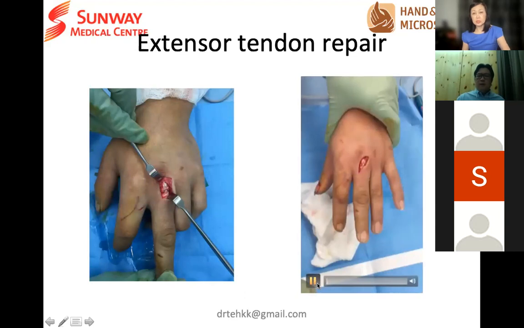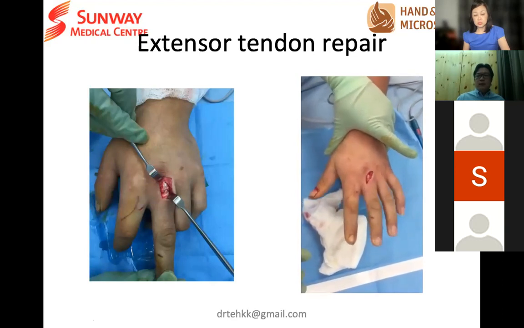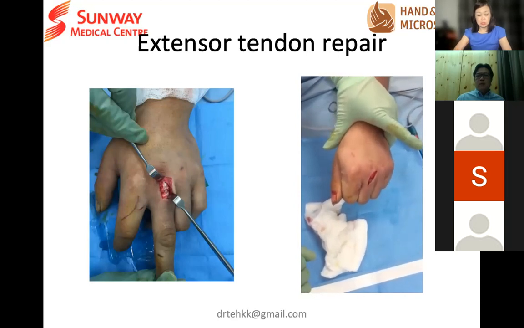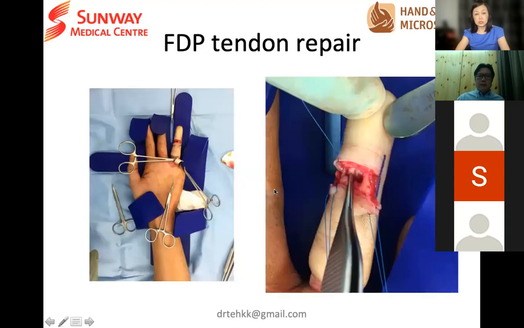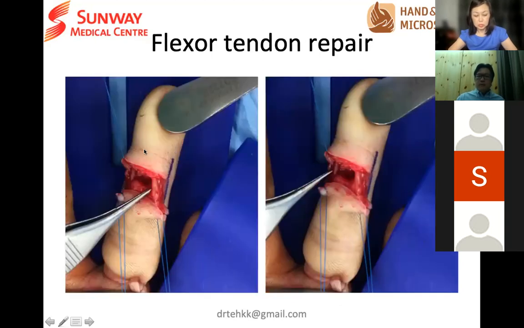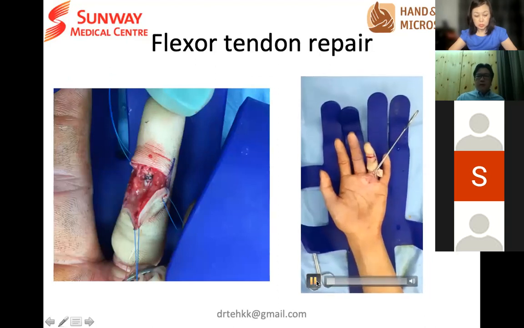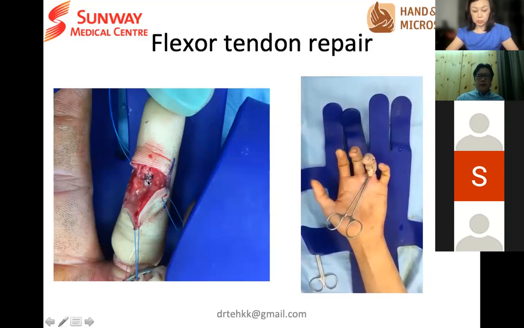And this is, again, after the repair, you can see I'm testing the repair and making sure that the tendon is gliding and it's not gaping, because if I don't repair it properly, it will gape and open up. So flexor tendon repair, same thing, small cuts like this. You can see that's the tendon there, that's the nerve and artery at the sides. And that's the repair. And this is again testing the repair. So you can see this is the repair there.